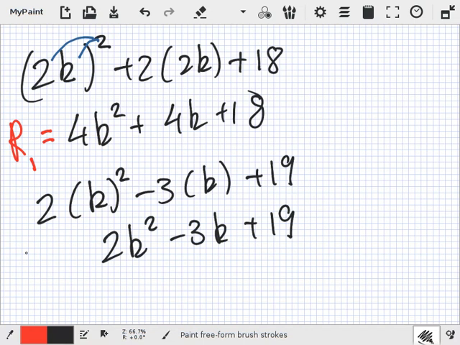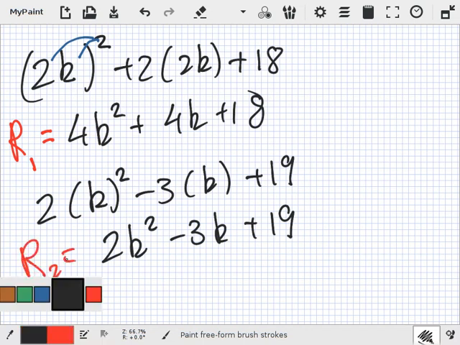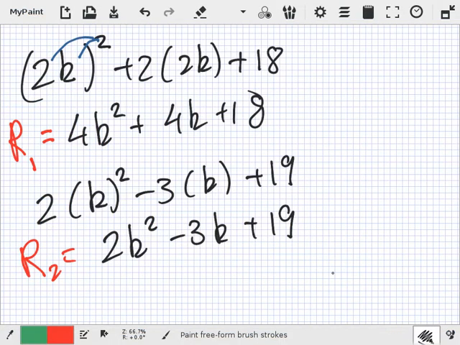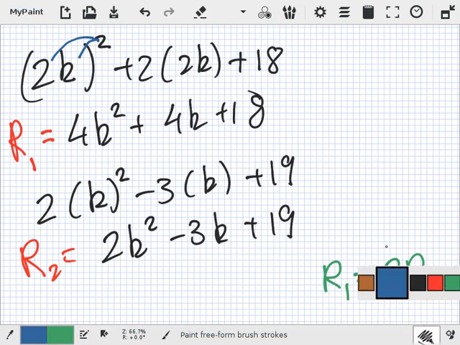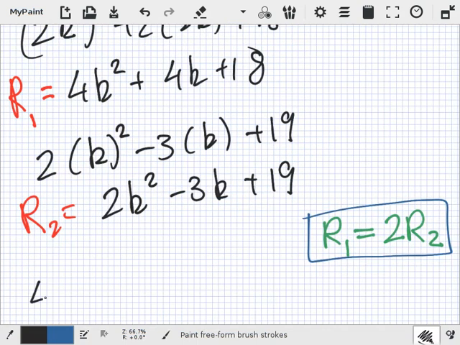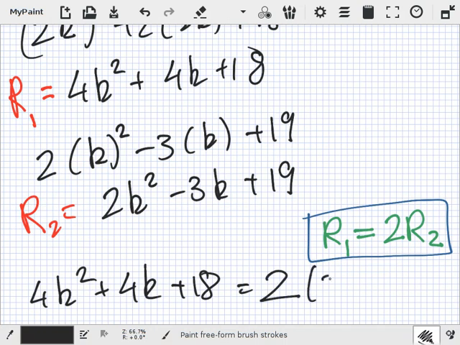And what will I call this? This is my second remainder. But they tell me the first remainder is twice the second remainder. So that's like saying remainder 1 equals what? Double, twice. So if I use this, I can say 4k squared plus 4k plus 18 equals twice 2k squared minus 3k plus 19.